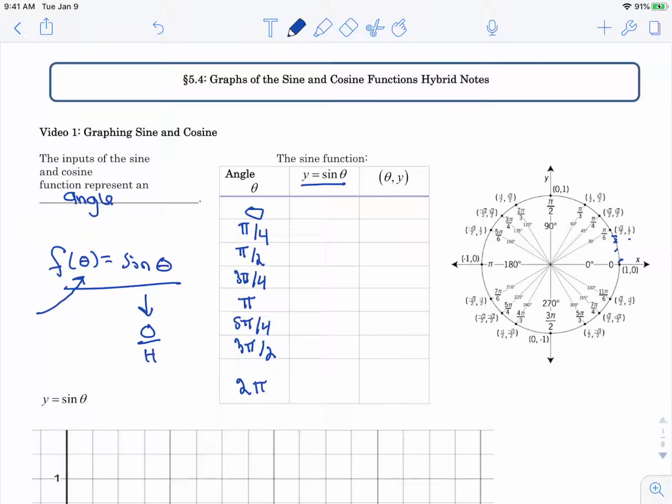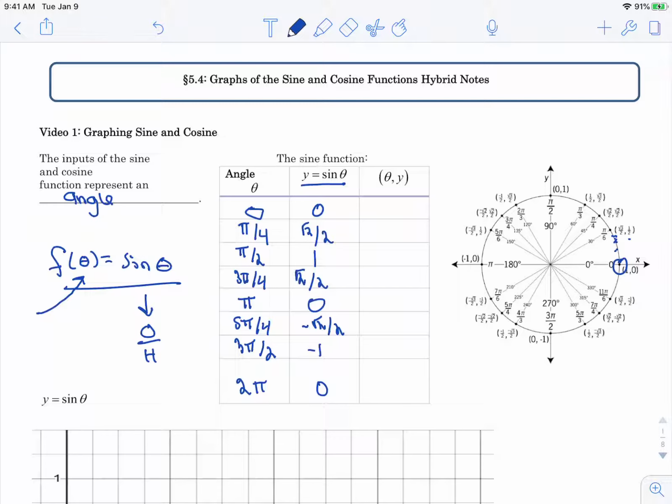So when I put in 0, my sine value gives me 0. I put in pi over 4, I get out root 2 over 2. I put in pi over 2, I get out 1. 3 pi over 4, root 2 over 2. Pi, 0. 5 pi over 4, negative root 2 over 2. 3 pi over 2, negative 1. And then I'm back at 2 pi, so it looks like I get 0 again.